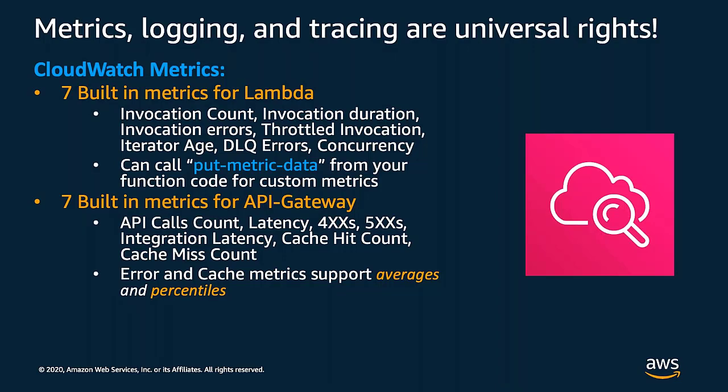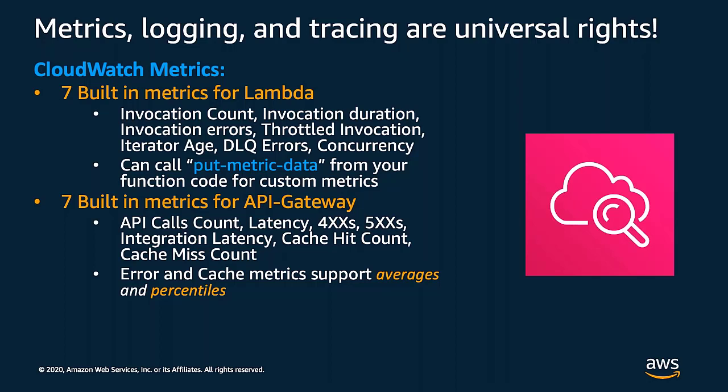CloudWatch metrics gives you 7 built-in metrics for AWS Lambda: the invocation count, duration, any errors, any throttled invocations, the age of your iterators, any dead letter queue errors, and your concurrency. You can also call put metric data from within your Lambda function code for custom metrics. And these custom metrics will appear in CloudWatch.